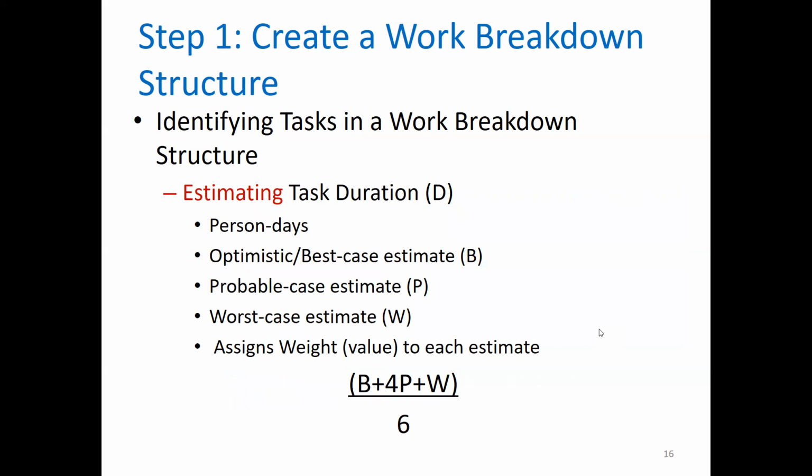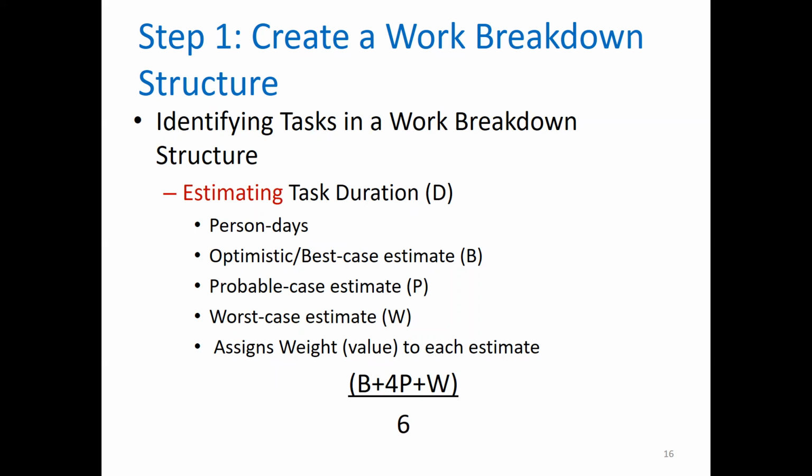To estimate how much time or duration a task would take, there is a formula, and the formula is B plus 4P, which is 4 multiplied by P, plus W, whereby B stands for best case scenario. In the best case scenario, this is the number of days, you're measuring here in terms of days, it will take to complete the task.